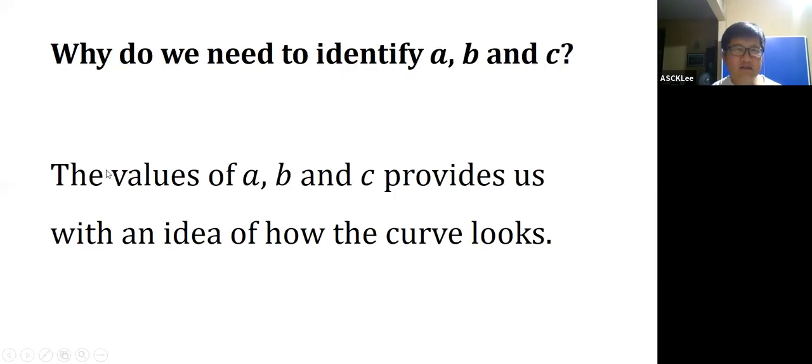Now the next question is this. I said that expressing a quadratic equation in the orderly format of the standard form is important because it helps us to identify A, B, and C. And the next question you should ask me is, why do we need to identify A, B, and C? Why do we need to go to the trouble of identifying A, B, and C? Why do we need to know the values of A, B, and C?